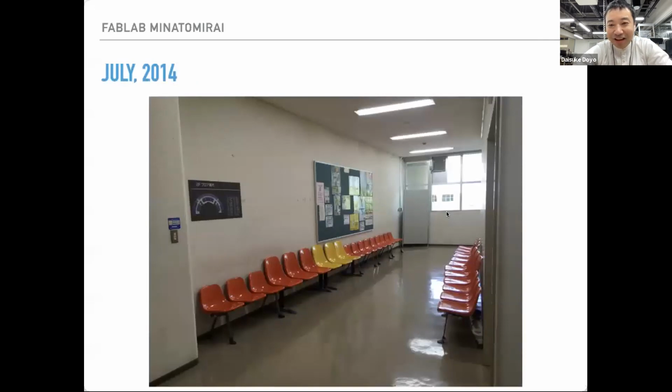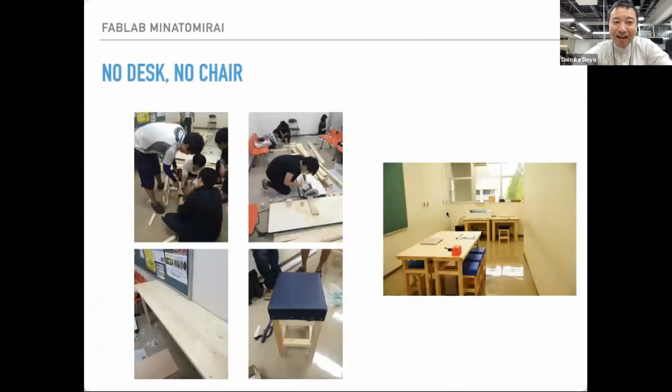It's not a room, it's only a corridor. So our first FabLab is not a room, it's only a corridor. And there were no desk and no chair. So I made the chairs and the desks with my students, and there was only one 3D printer and one laser cutter at this period.